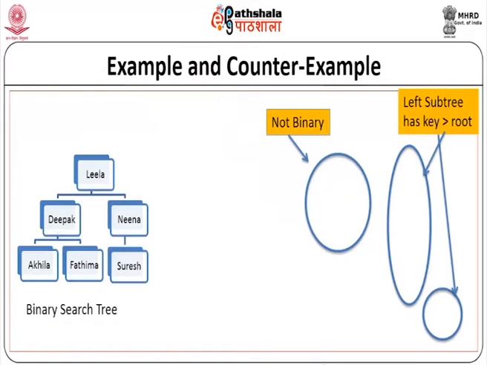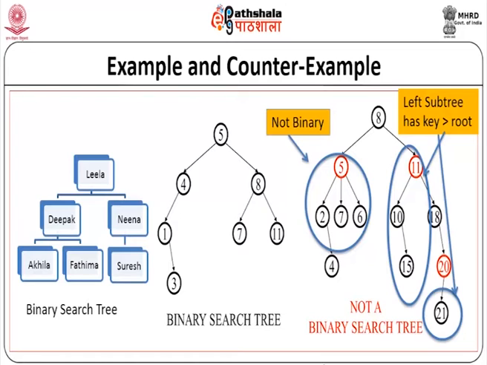Let us look at some examples. This is an example of a binary search tree where we have taken alphabetic nodes. Now, this is again a binary search tree. Please note, a binary search tree need not be a complete tree. So, a node can have 0, 1 or 2 children, that is fine.